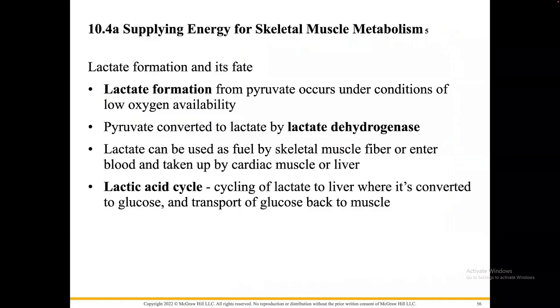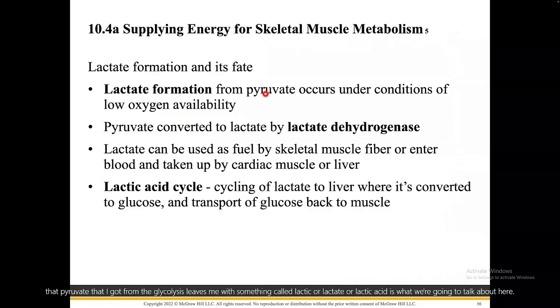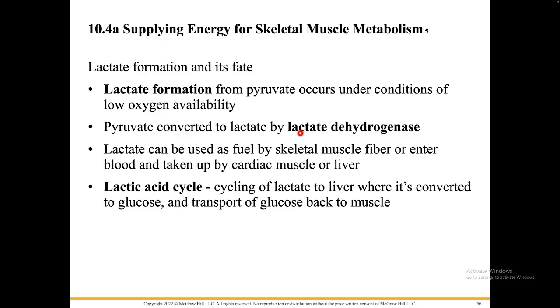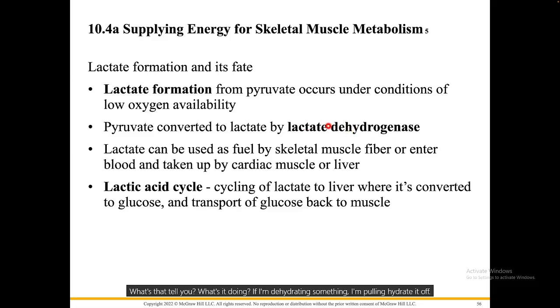Hang in there. As I'm going through this, that pyruvate that I got from glycolysis leaves me with something called lactate, or lactic acid, which is what we're going to talk about here. All of this was a natural product because we use this enzyme called lactate dehydrogenase. What's that tell you? What's it doing? If I'm dehydrogenating something, I'm pulling hydrogen off, right? I'm changing its charge, its pH, its ions. All of that's involved with this.